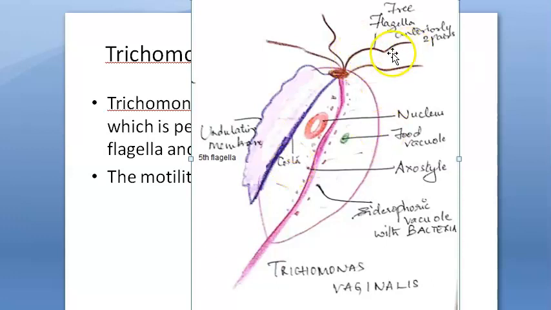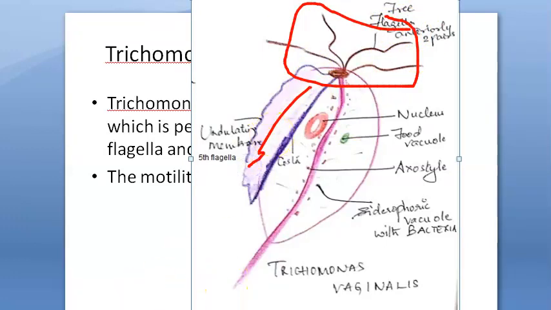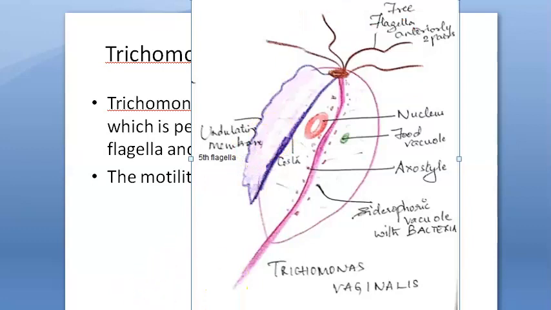So there are 4 flagella here. Guys, watch here. This is the free flagella, 4 free flagella are there. And this is the undulating membrane. Can you see the undulating membrane? This is the undulating membrane. So what you have to understand is, this is a pear-shaped protozoa with 4 flagella and 1 undulating membrane.